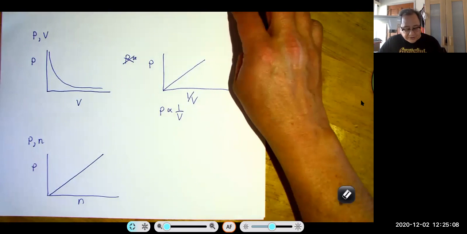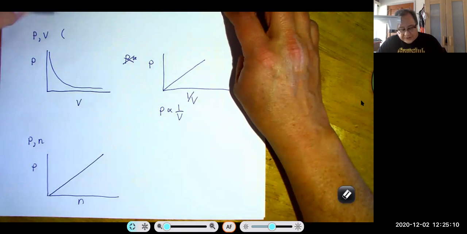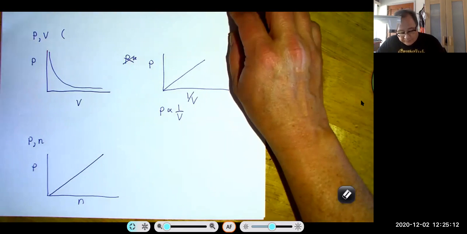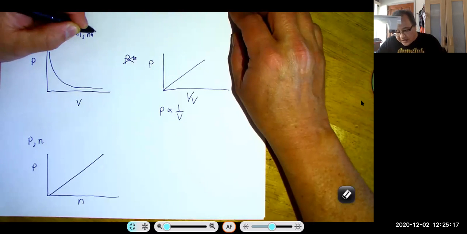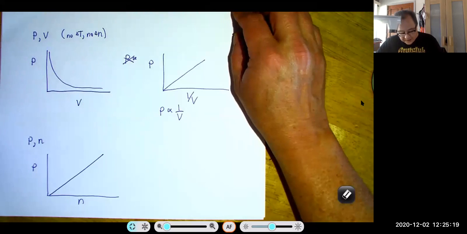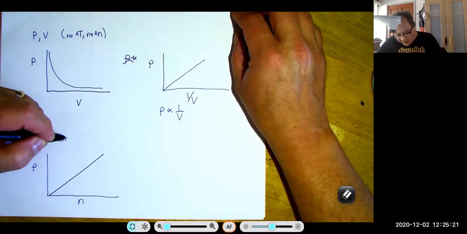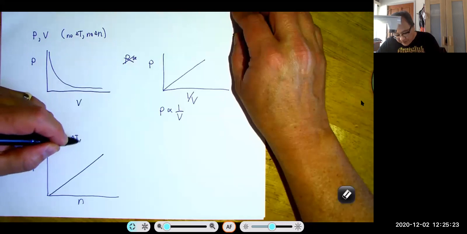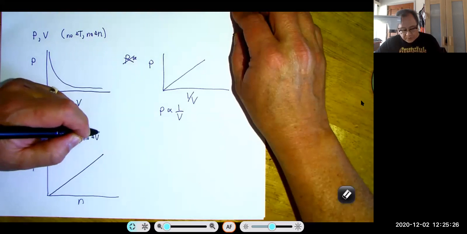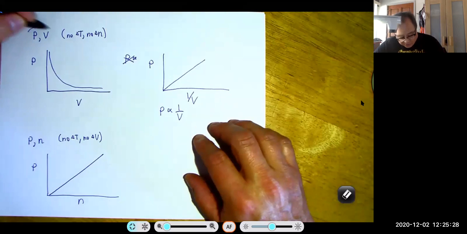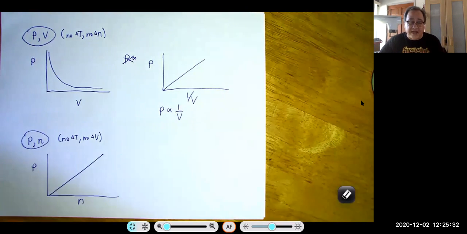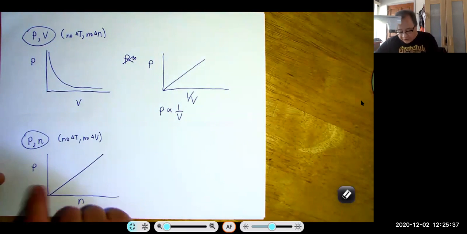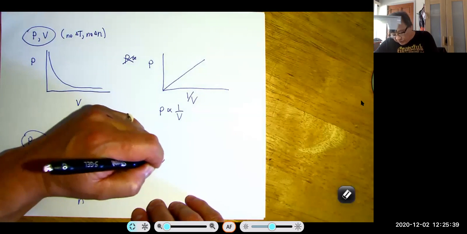Now, there are some assumptions here. For this assumption between pressure and volume, there's going to be no change in temp and no change in moles. Likewise here, there's going to be no change in temp and no change in volume. So when I say we're going to look at these two things, we're looking at those two changing and everything else staying exactly the same. So here, more moles of gas, more pressure. So we can say the pressure is proportional to the moles of gas.